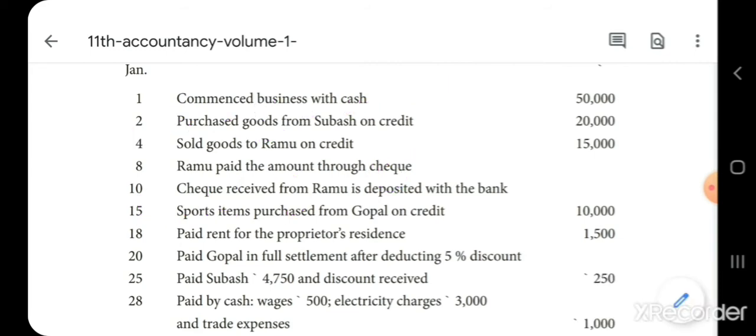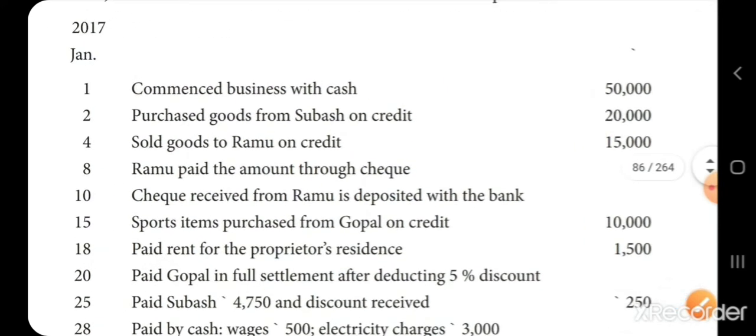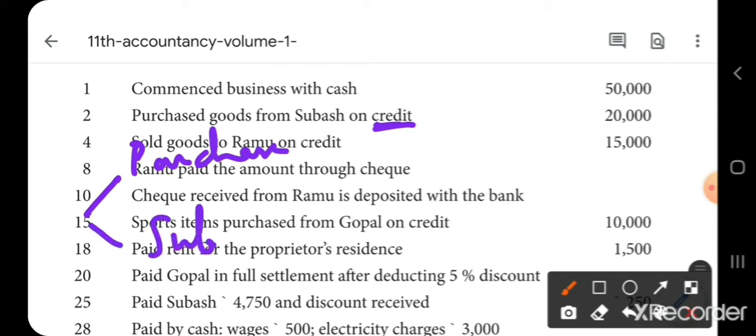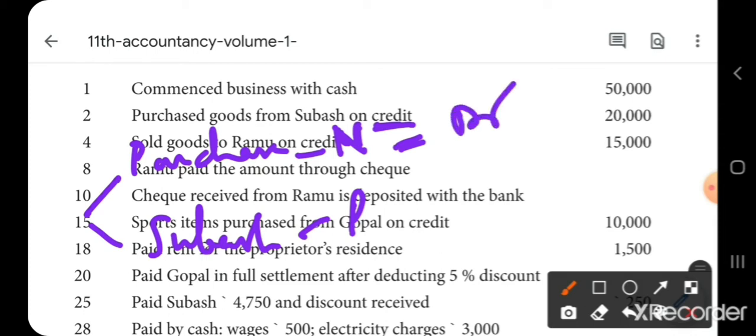Next transaction, purchased goods from Subhash on credit. Now, what are the two accounts involved? This is a credit transaction. So the two accounts are purchase account and Subhash account. Now, purchase is a nominal account, or you can also take it as a real account, I said. And Subhash is a personal account. Nominal account: debit all expenses and losses, credit all incomes and gains. Here purchase is an expense, so you debit purchase.